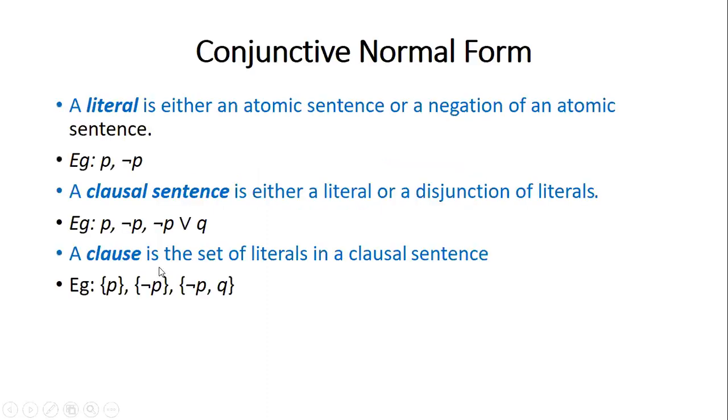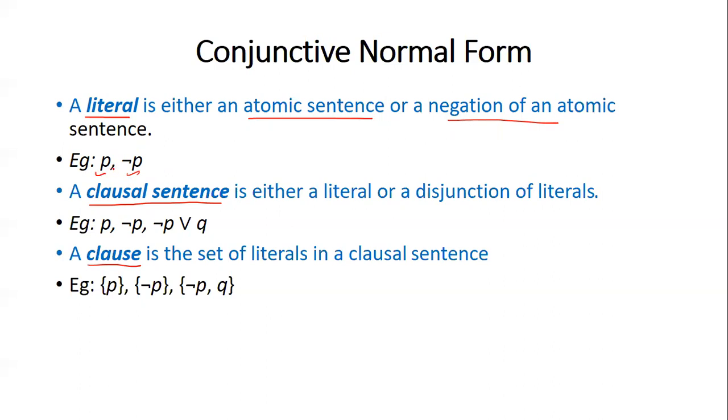Fine. So let us first start with some introduction. Whether it is conjunctive normal form or resolution, we'll be using these terms: one is literal, the other one is clausal sentence, and the other one is clause. So first of all, we'll try to understand what these things mean. Let us start with the literal. A literal is either an atomic sentence or a negation of an atomic sentence. So it is something like this: P or not P, where P is a sentence.